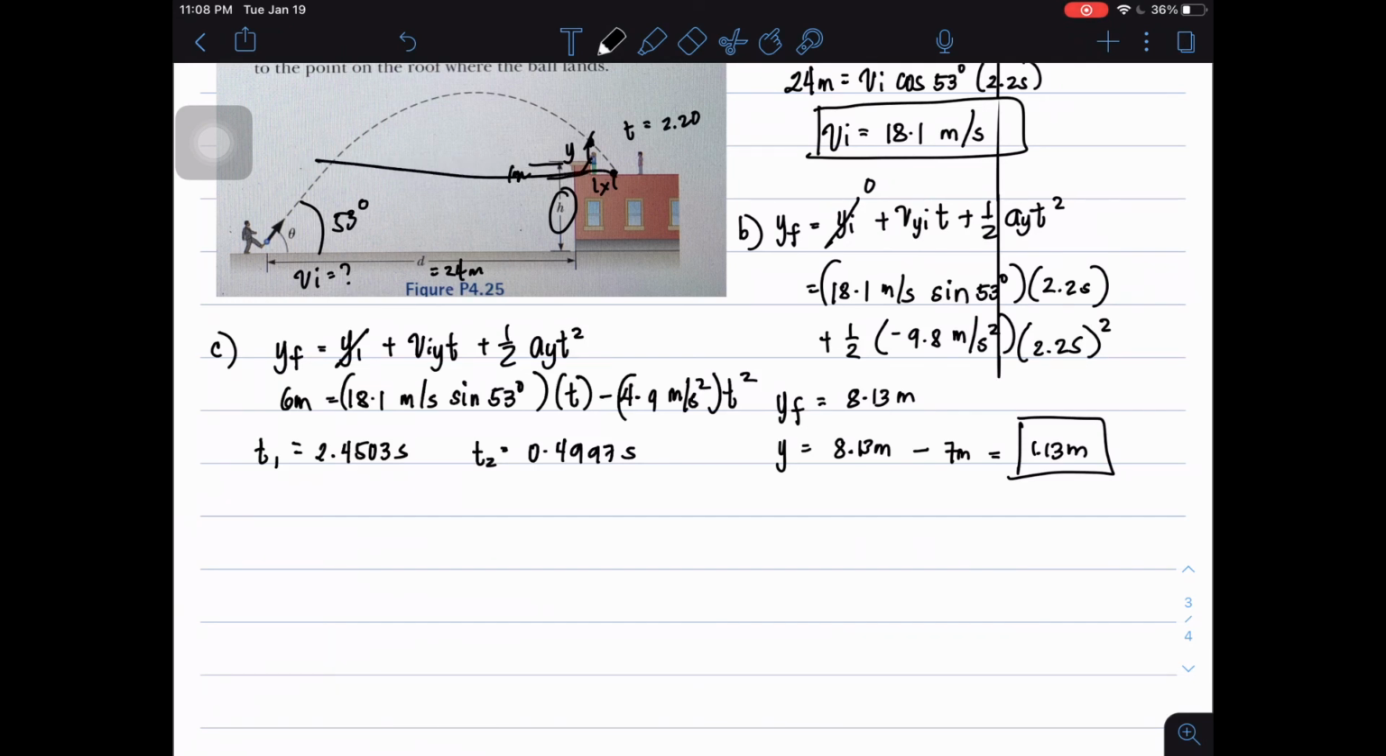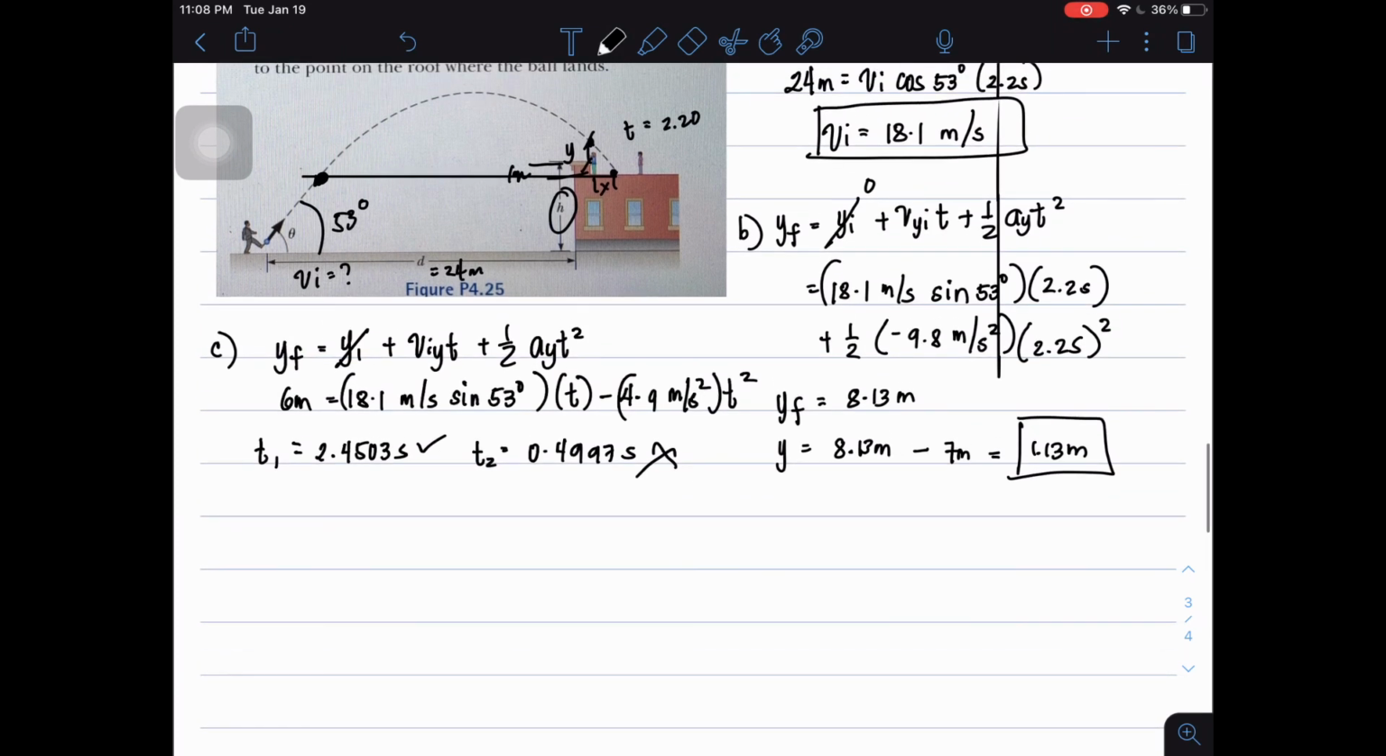Now, we know that we're going to be using 2.45 because there are two scenarios wherein the height of the ball is 6 meters, but we're going to be using the one that came after the first one. So we're going to be using 2.45 seconds to substitute into the equation.